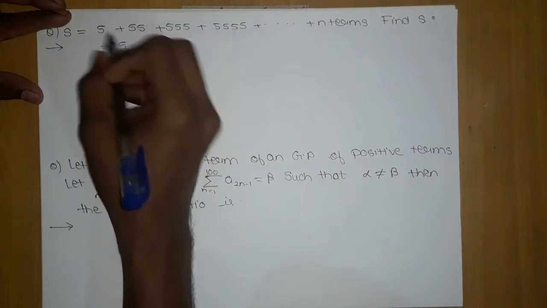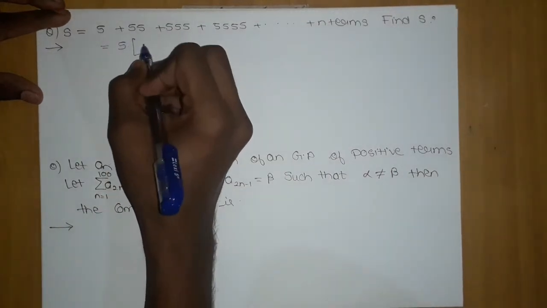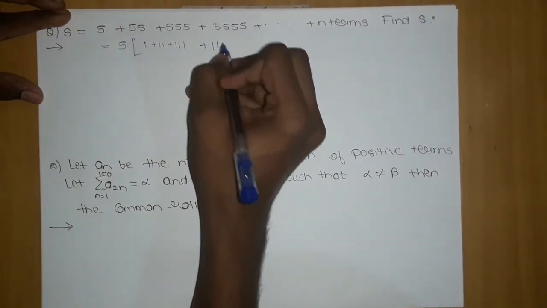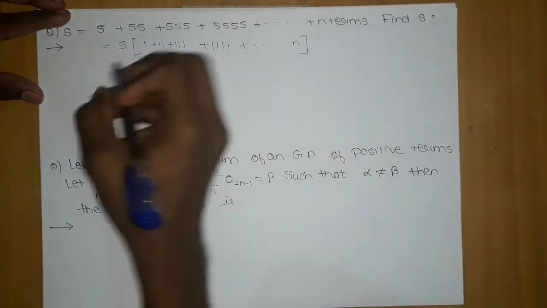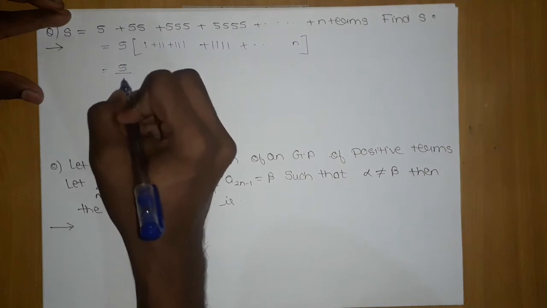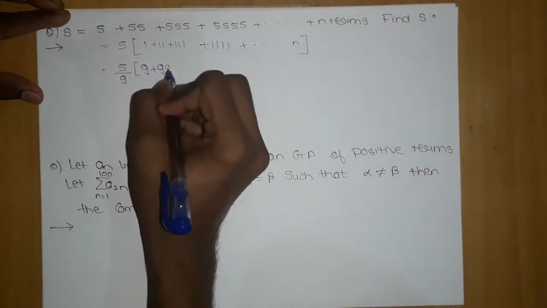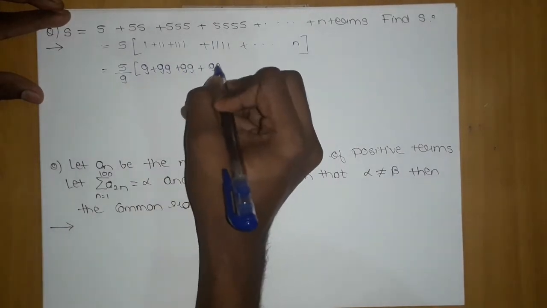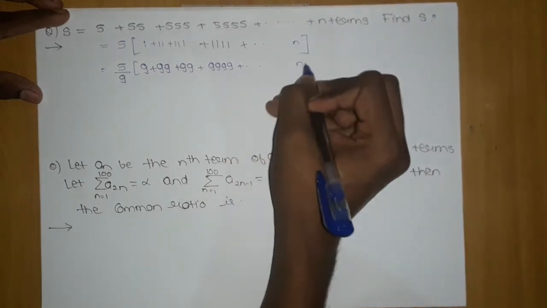No matter what number it is, take 5 common. What you get? 1 plus 11 plus 111 plus 1111 until n terms. Now the second step which you have to learn is to divide and multiply by 9. So we get 9, 99, 999, 9999 till n terms.